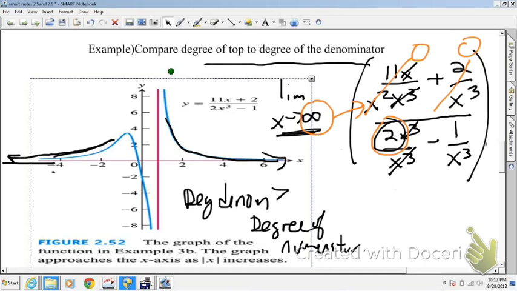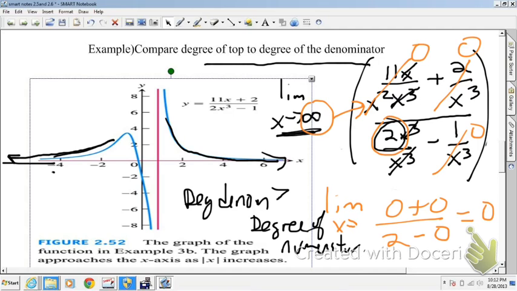2 itself here, so far we've got 0 plus 0 over 2, okay? 1 over an infinitely large number is also going to go to 0. So we have 0 plus 0 over 2 minus 0. We're still ending up with 0. So what we're showing is that the limit as x approaches infinity is indeed 0, of that function.